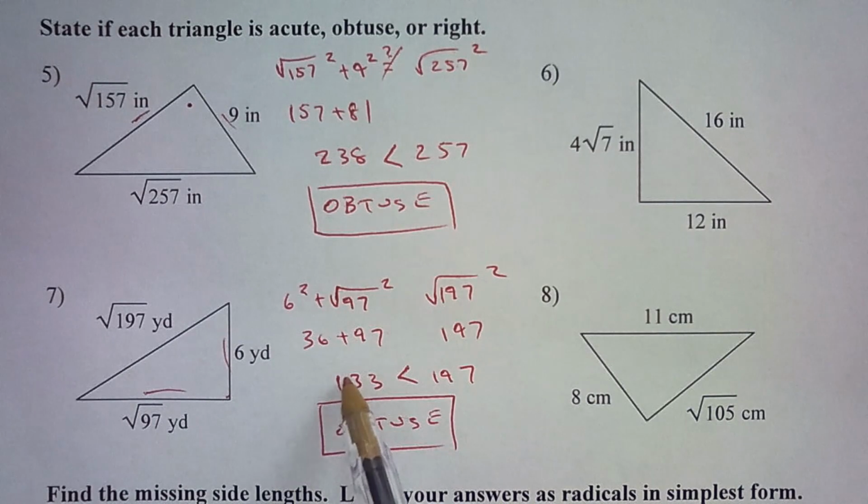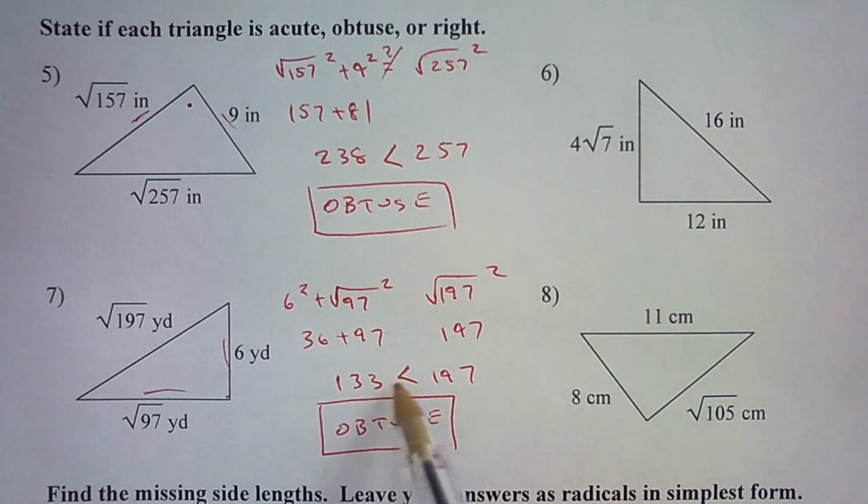If a squared plus b squared is equal to c squared, the triangle is right. If a squared plus b squared is greater than c squared, the triangle is acute.